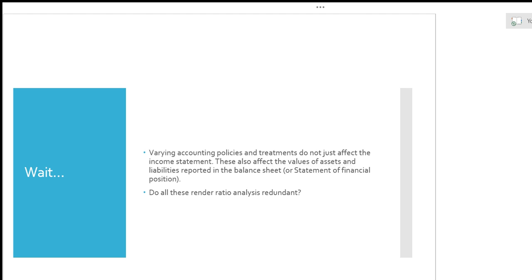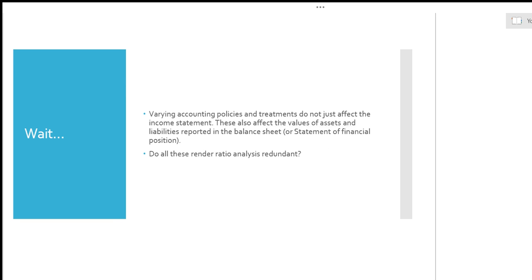Now, I'm not going to talk more about policies, but I'm going to also add on that policies, especially accounting policies and treatments that are different, all these don't just affect the income statement, they affect assets and liabilities as well, right? Now, there are so many standards that affect all these assets, liabilities, income and expenses, right? Quite a number of them, but they are not in our discussion here.